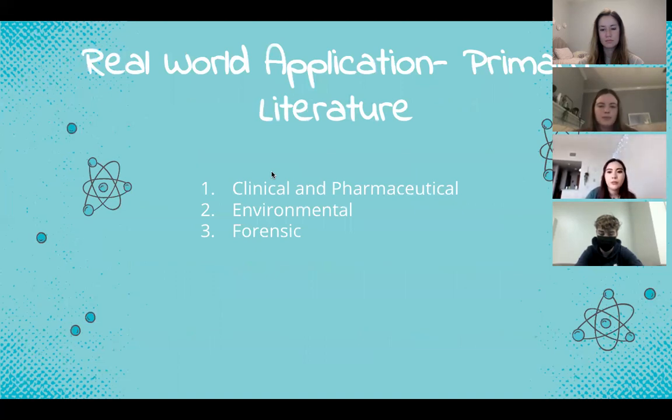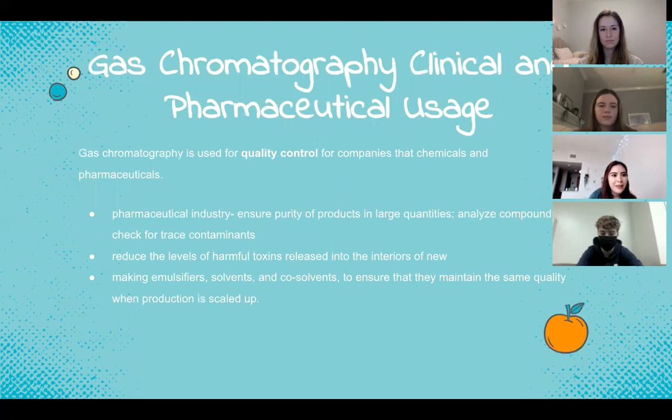Okay, and now I'll be talking about real-world applications from our primary literature, and these include usage in clinical and pharmaceutical environments and environmental and forensic environments as well. In clinical and pharmaceutical settings, GC can be used for quality control, to check for the purity of different drugs, and to make sure that the chemicals are able to be made in large batches safely and that they don't have any toxins in them. They're also used to make sure that the quality of the drugs is going to stay consistent.